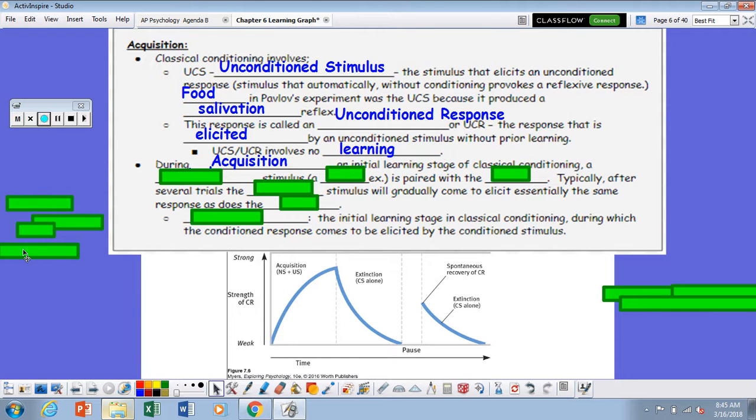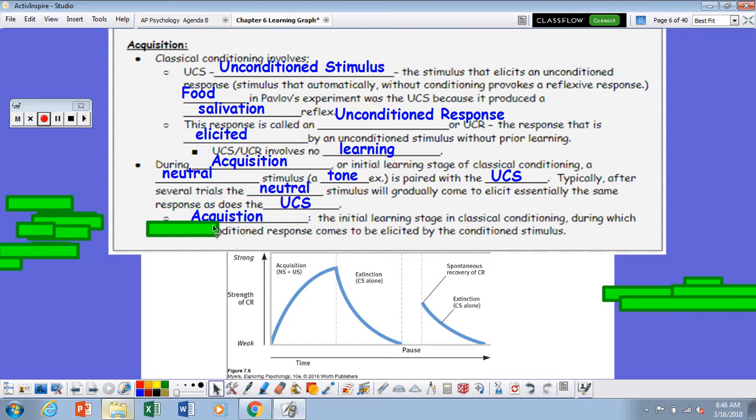During acquisition, or the initial learning stage of classical conditioning, a neutral stimulus, in this case our tone, is paired with the unconditioned stimulus. Typically, after several trials, the neutral stimulus gradually will come to elicit essentially the same response as the unconditioned stimulus. Hence, we have acquisition, the initial learning stage in classical conditioning during which the conditioned reflex or response comes to be elicited by the conditioned stimulus.